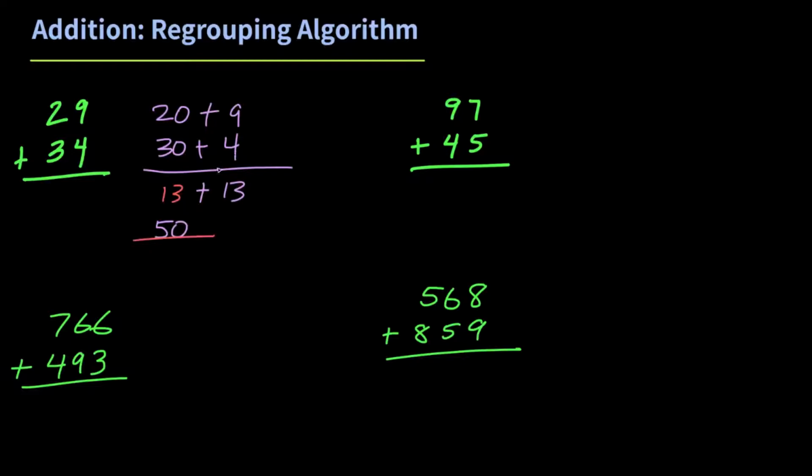Now this 9 plus 4 is turned into 13. So now I can add these ones together. So 3 plus 0 is 3. Then I add 1 plus 5, or 10 plus 50, and that gives me 60.